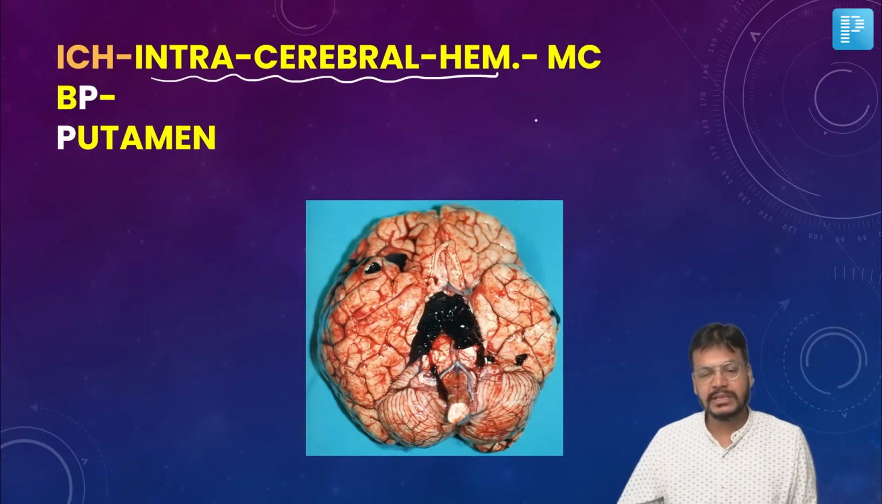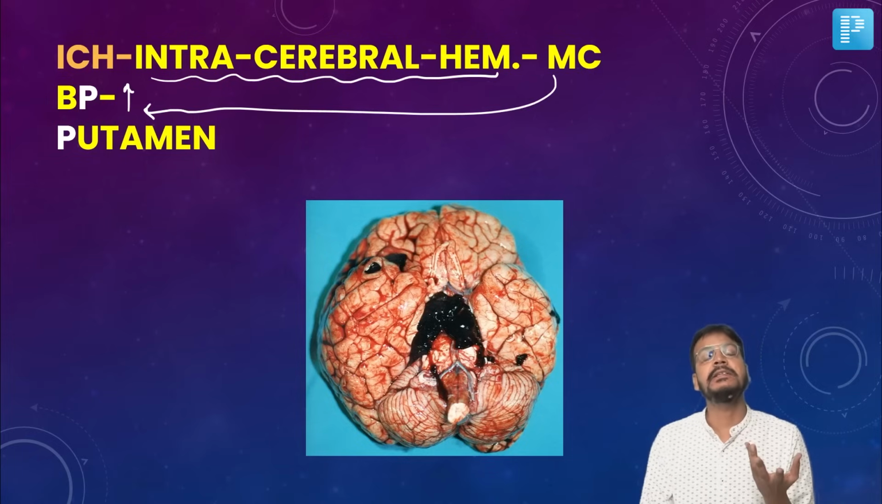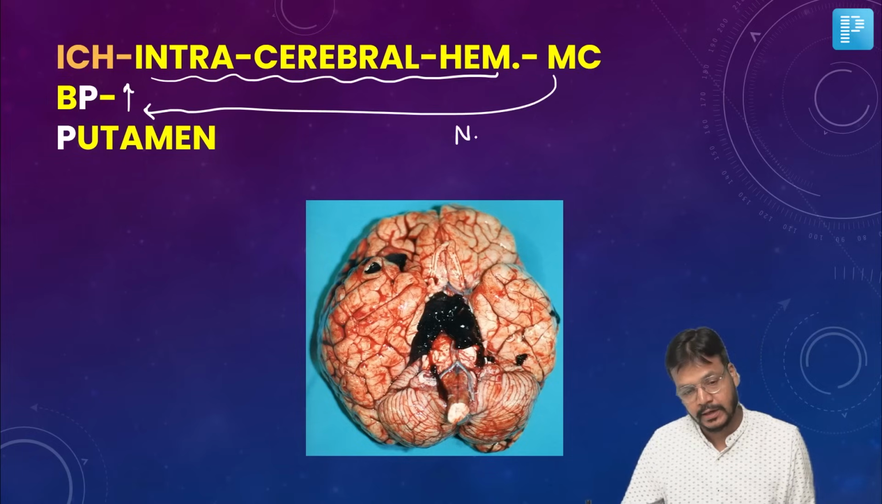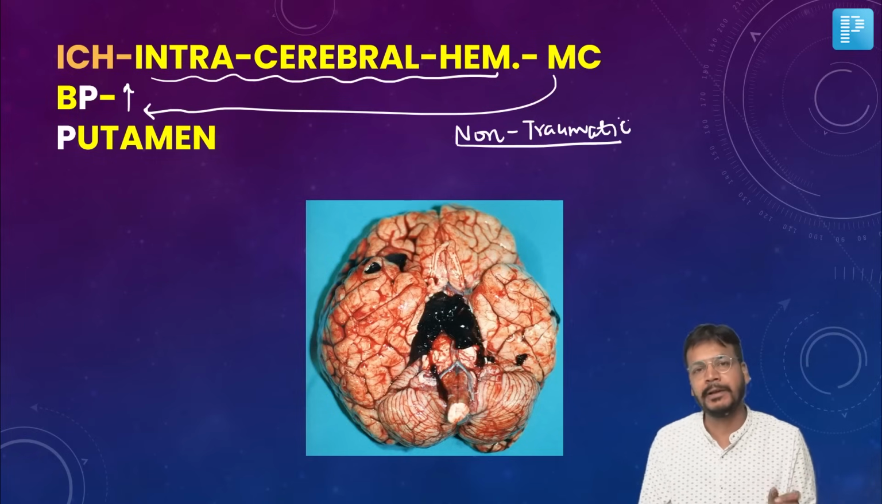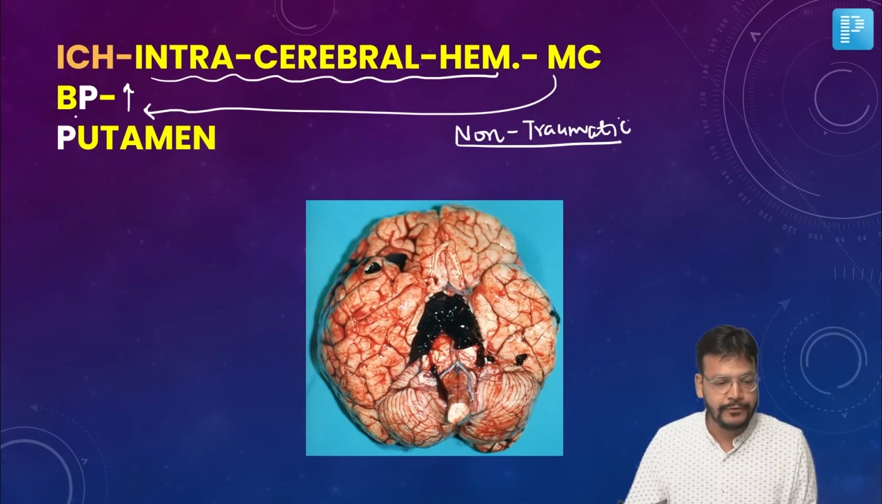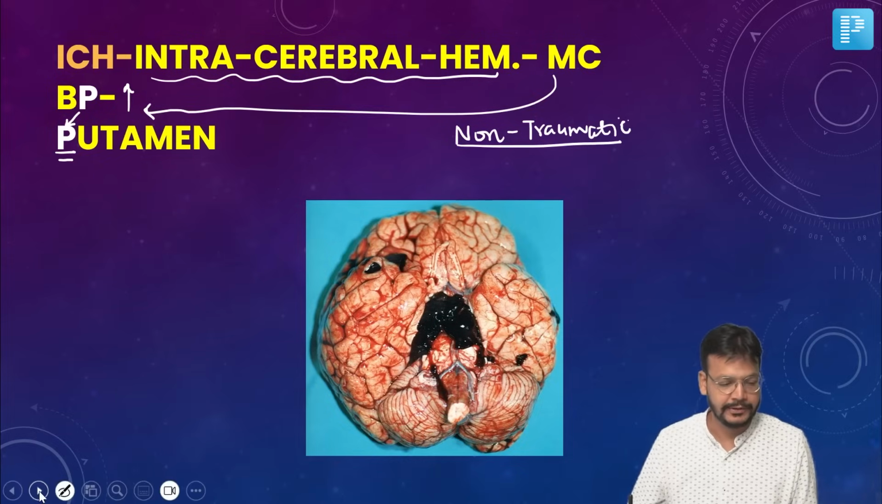Sir, another: intracerebral hemorrhage. Doctor, the most common cause of intracerebral hemorrhage is increased BP. So Doctor, you can get a question: it is the most common non-traumatic hemorrhage. The most common non-traumatic hemorrhage is intracerebral. In surgery, we use the word interparenchymal. And how to remember: B for BP, P for putamen. The most common part affected is the putamen. It is due to the middle cerebral artery. Middle cerebral artery, intracerebral hemorrhage.